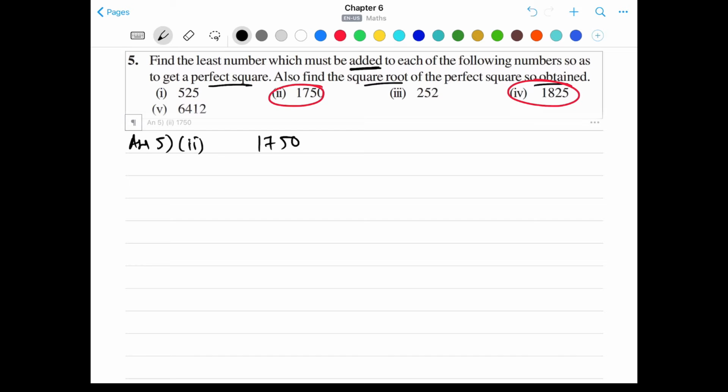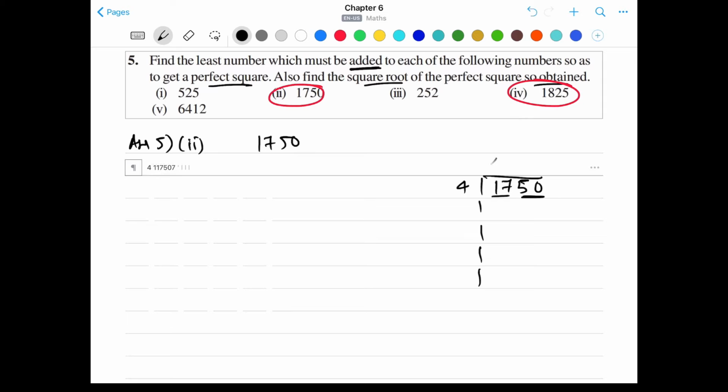Now we have to find its square root by the division method. Write the number 1750 here, draw one line in front of it and one on the upper side. After making pairs of digits from the right hand side, the first pair we have is 17. Clearly the number that should be written here is 4. 4 into 4 will be 16. If you take 5 that will be 25, which is more than 17. So we'll take 4. After subtracting you will get 1.